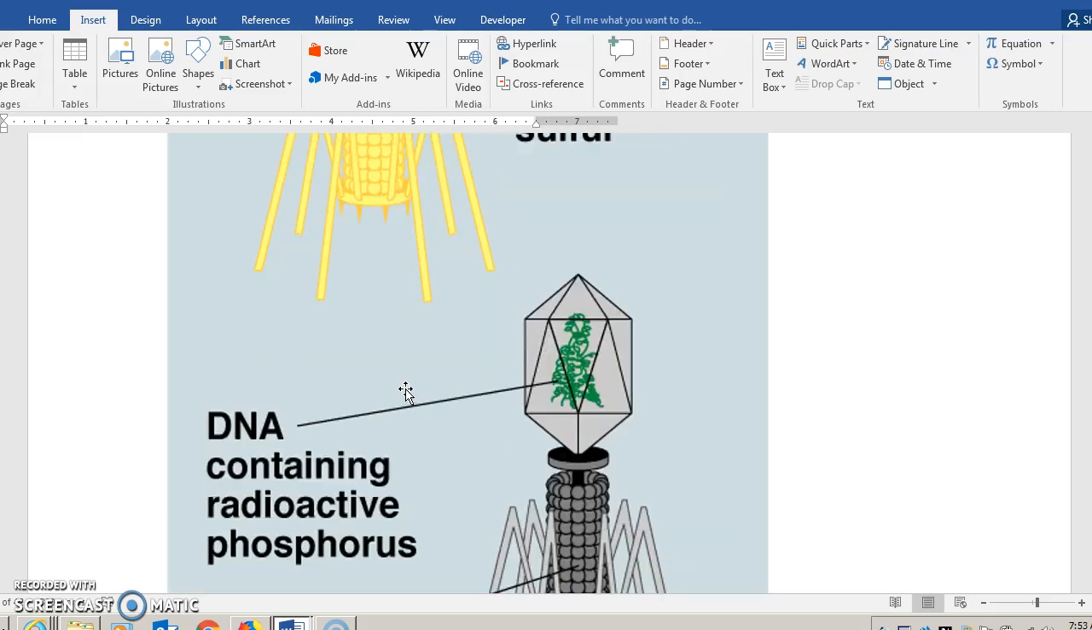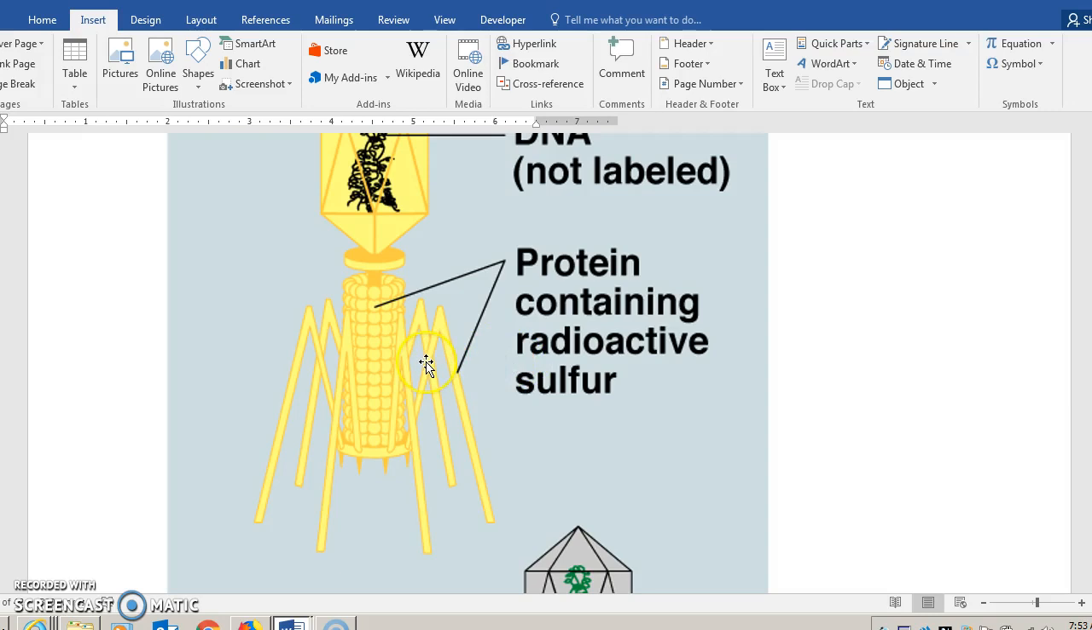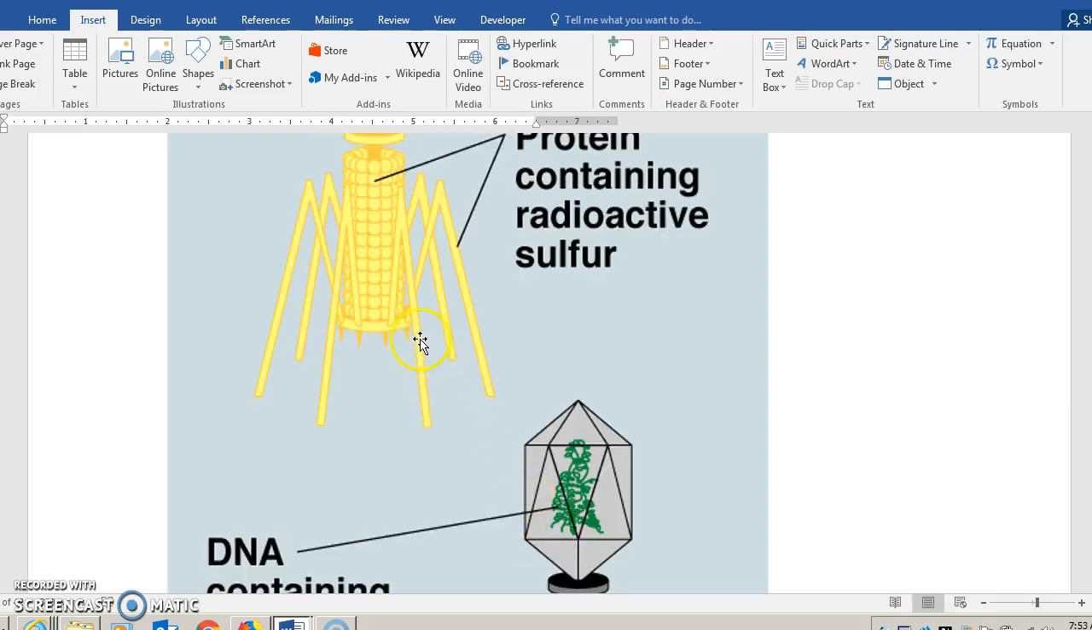They could use the radioisotope for phosphorus and label the DNA, because DNA contains phosphorus but not sulfur. And again, protein contains sulfur but not phosphorus. This is how they kept them separate. So only the protein was labeled with sulfur, and only the DNA was labeled with phosphorus.